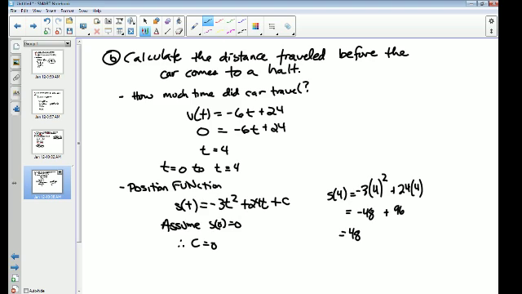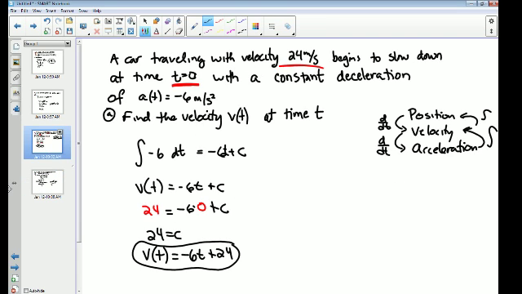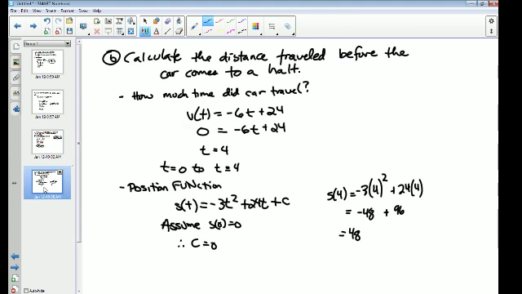Because this is in meters. Why can I say that S of 0 is 0? Why can we assume that? It really doesn't matter where you start. So what if this was 10? I would have a plus 10 here, but then I would subtract it out anyway. So it doesn't matter.